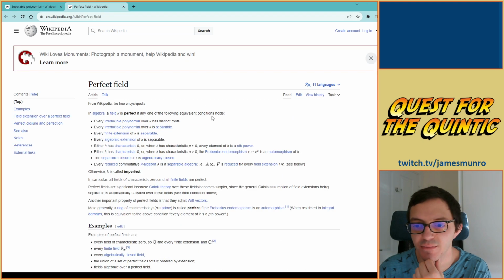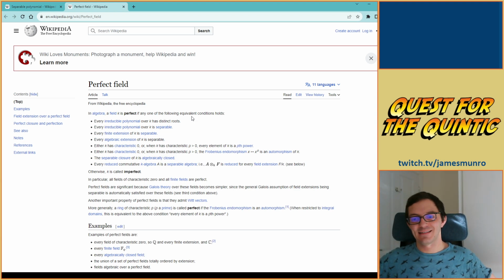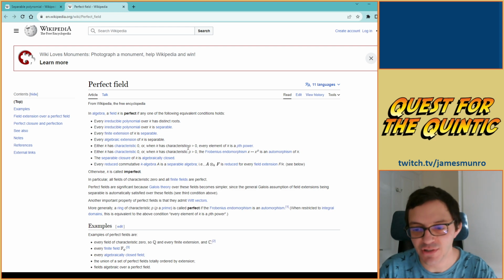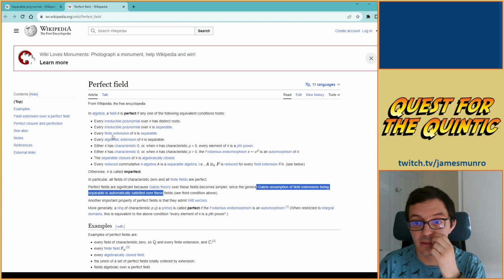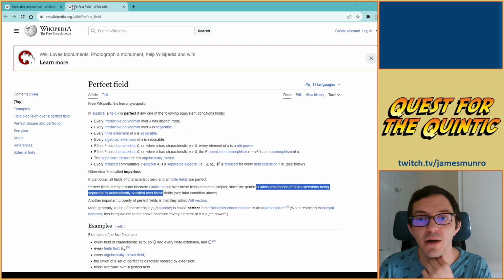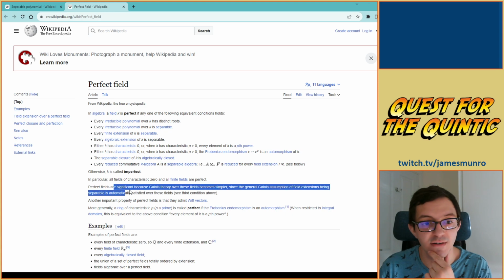Can I just check that these things are always perfect? One of the following conditions holds. Oh, characteristic 0. All fields are characteristic 0. Oh, perfect. For a general Galois extension to be separable, it's automatically satisfied. Every finite extension is separable. Yeah, okay. Perfect fields.